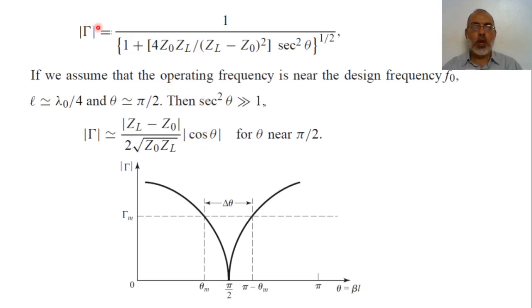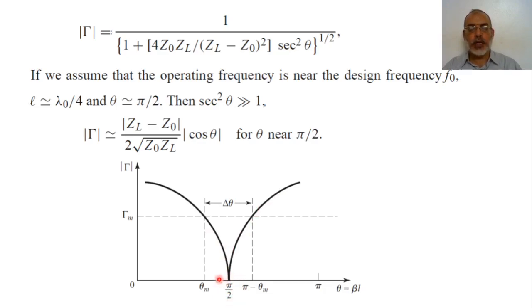Because we are talking about the magnitude, all of these elements should be positive only, so we take the absolute value of this element. So the magnitude of gamma around theta equals pi over 2 equals 2 square root Z naught Z load over the magnitude of Z load minus Z naught, multiplied by the magnitude of cosine theta, where theta is near pi over 2. By drawing this function, we can represent the reflection coefficient around angle theta equal pi over 2.